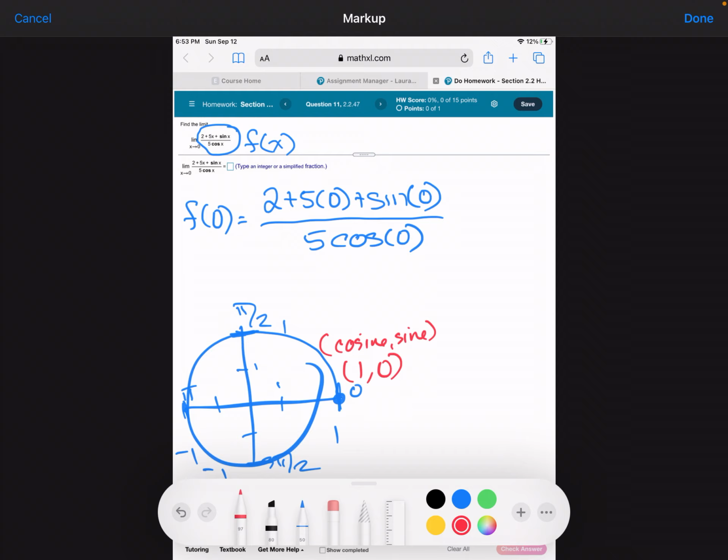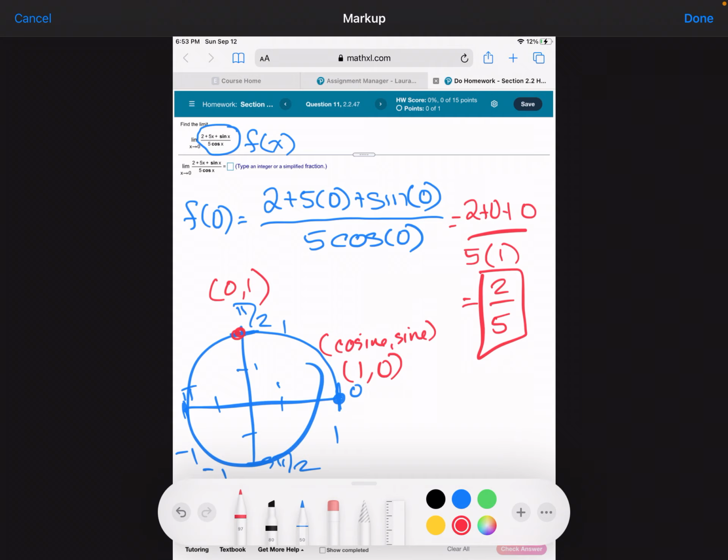So this is going to be 2 plus 0 plus, well, the sine of 0 is also 0, over 5 times the cosine of 0, which is 1, and that gives me 2/5. So no craziness going on here. The answer is going to be 2/5. If the denominator had been 0, so if we had been approaching, say, pi over 2, we would have had a bit of a problem and would have had to look into things. But let's look at the next one.